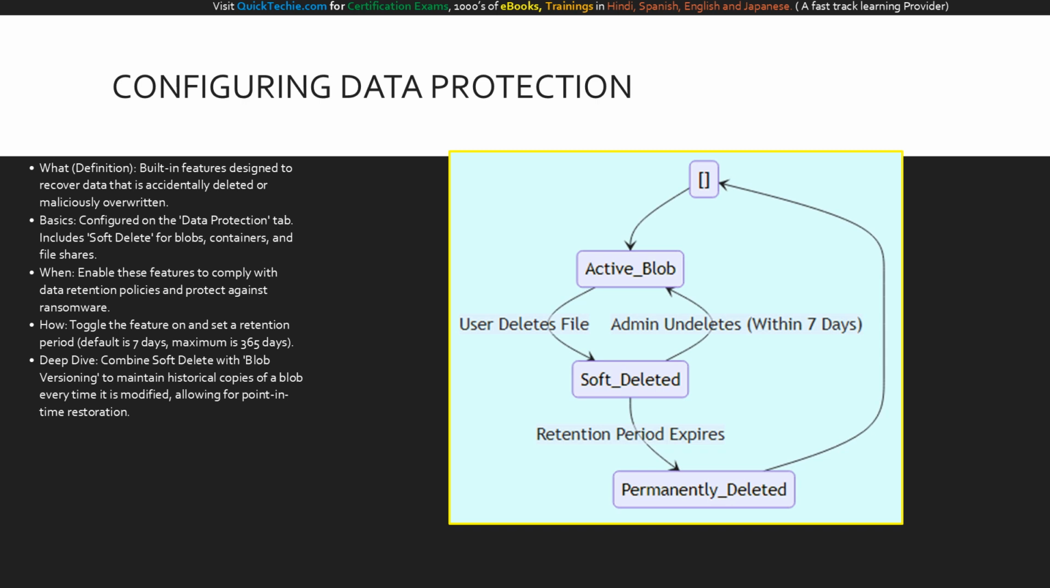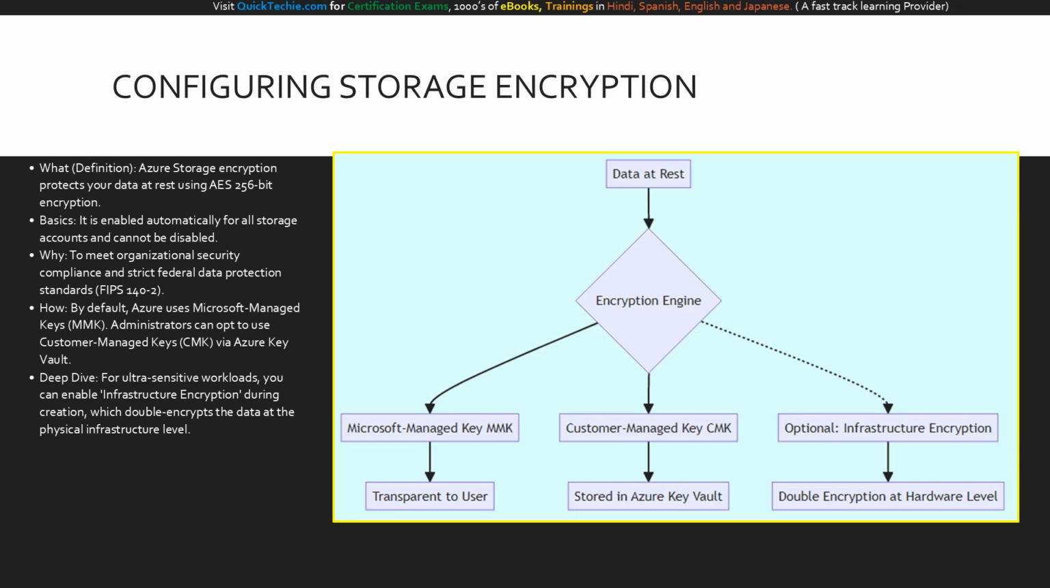If the deletion was an error, an admin can intervene and undelete the file, returning it safely to the active state. However, if the 7-day retention period expires without intervention, the file transitions to permanently deleted and the data is gone forever. For our final slide, we tackle storage encryption.